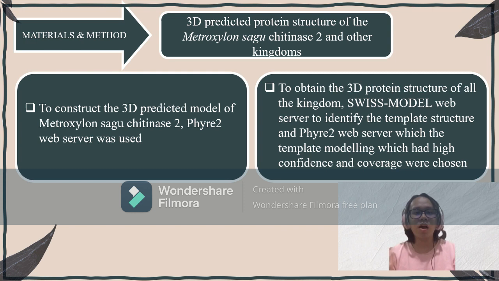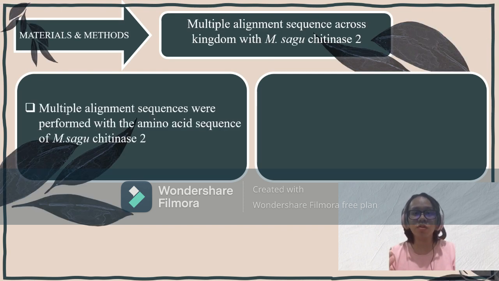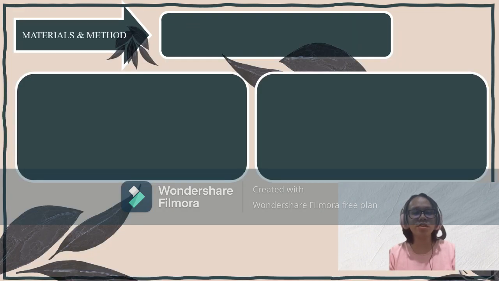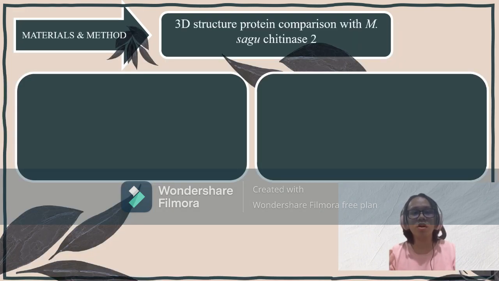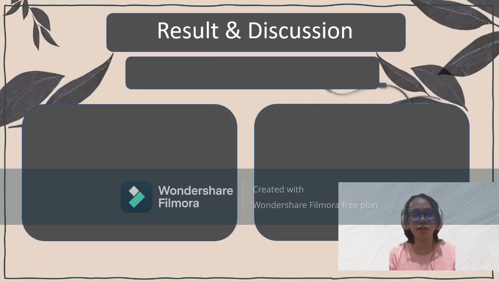chosen. Multiple sequence alignment across kingdoms with M.sagu kinase 2 was performed. The multiple sequence alignments were performed to find the similarities and percentage identity of amino acid sequences across the kingdoms. Comparisons of 3D predicted structures of protein were performed by using Chimera. The comparison will be matched from each 3D structure of the kingdoms and superimposed with the 3D structure of M.sagu kinase 2.